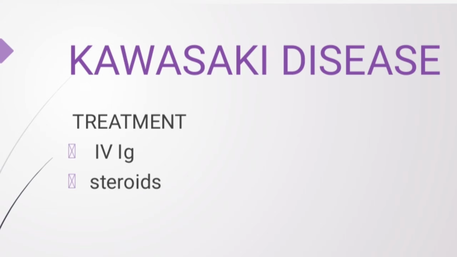IV immunoglobulins and aspirin are the mainstay of treatment in patients of Kawasaki disease. This is in brief about the autoimmune disease Kawasaki disease, which is more commonly seen in children. And thank you for watching.